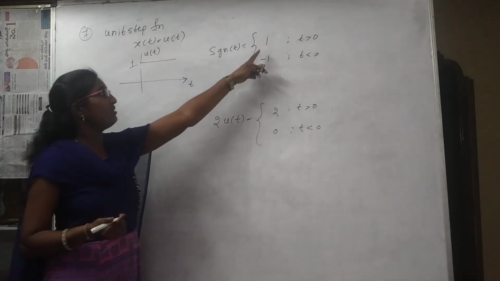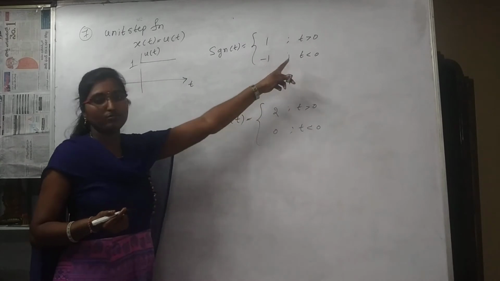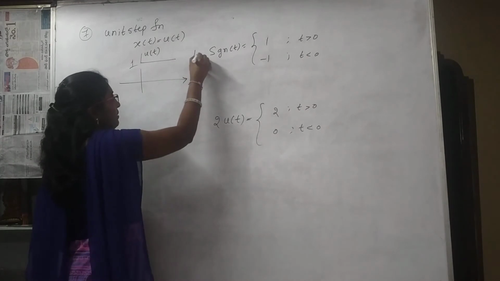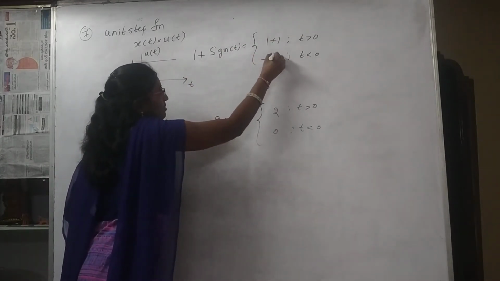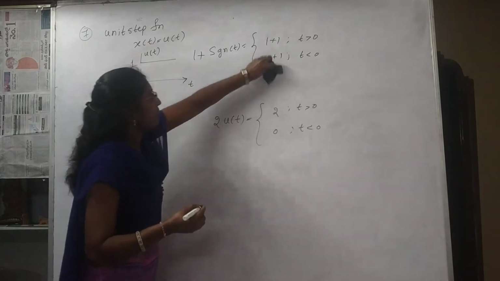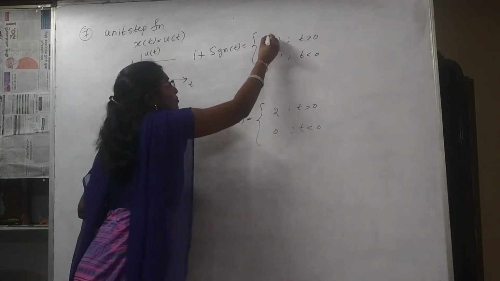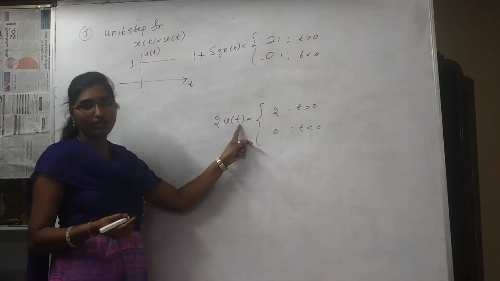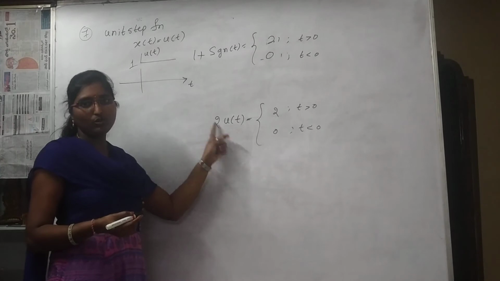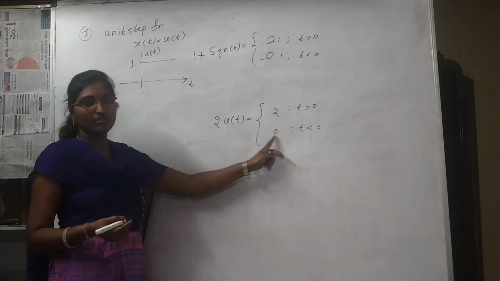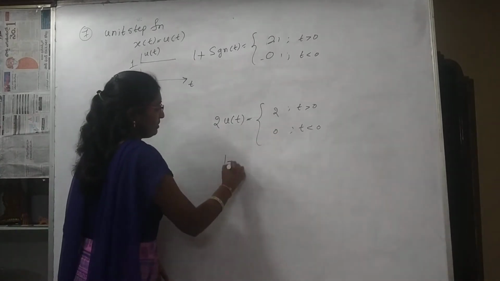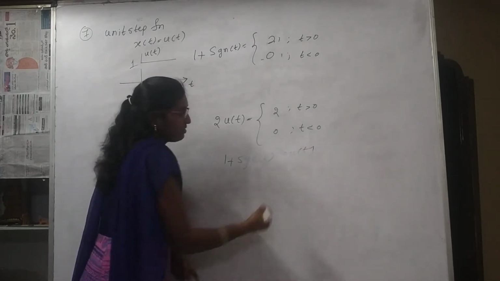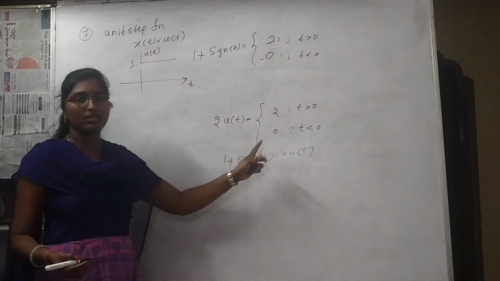Signum of t function is 1 for t greater than 0 and minus 1 for t less than 0, right? I am going to add 1 to both sides. Then what will it become? It will be 1 plus 1, 2, and it will be 0. And in the second function, the unit step signal, I am doing the amplitude scaling, 2 into u of t, that is 2, 0 again. So what you can confirm here is 1 plus signum of t is equal to 2 into u of t. This is the relation between the signum function and the unit step function.